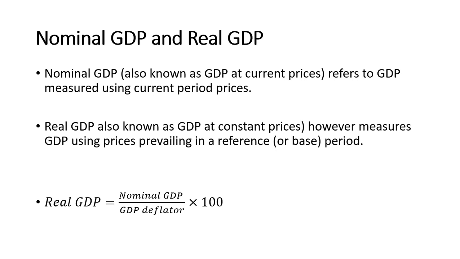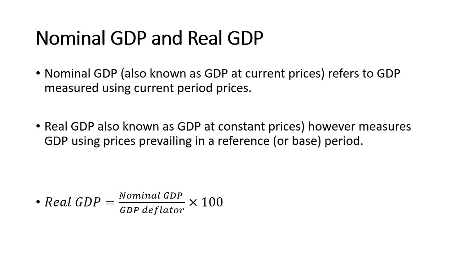One of the problems with nominal GDP is that it doesn't allow for comparison of GDP of one year to another, because the GDP is made up of prices and quantities of output produced.